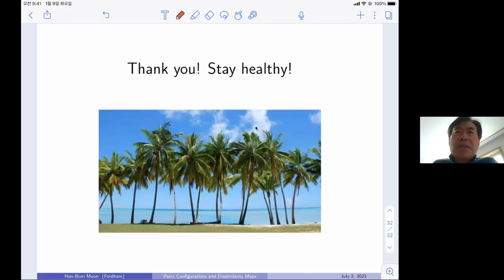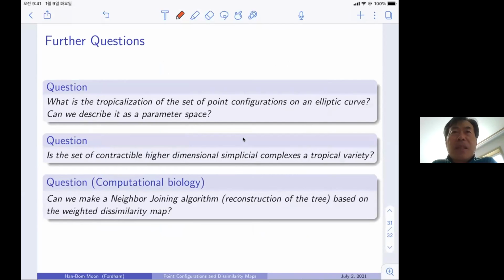So one of your last 3 questions or problems, point configuration on an elliptic curve. The elliptic curve has a group structure. That's right. Sure. So, point configuration, interesting to see how it is related by this.